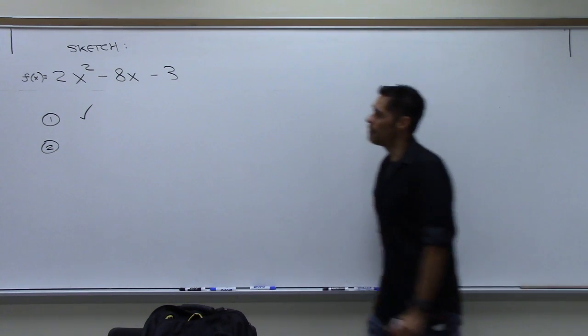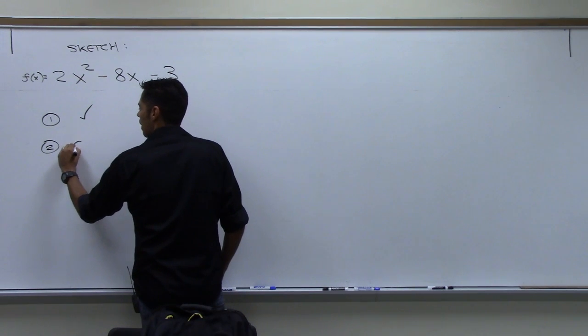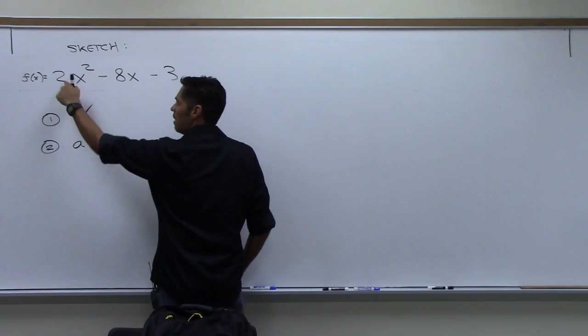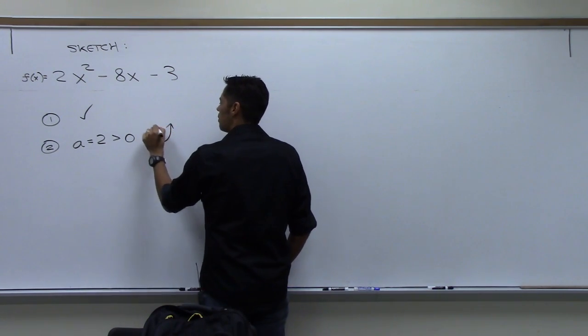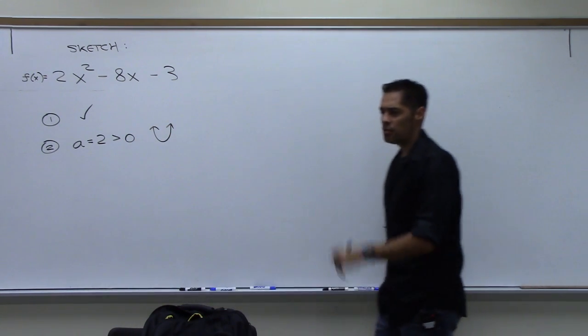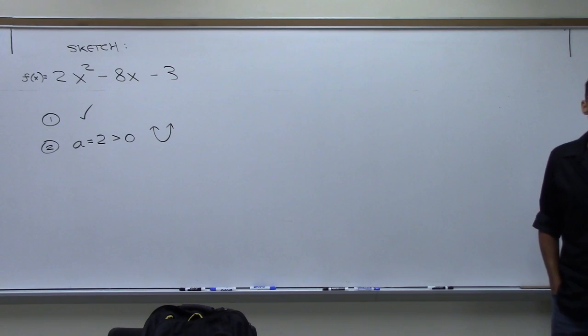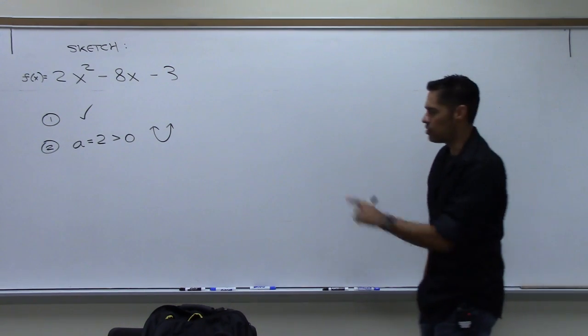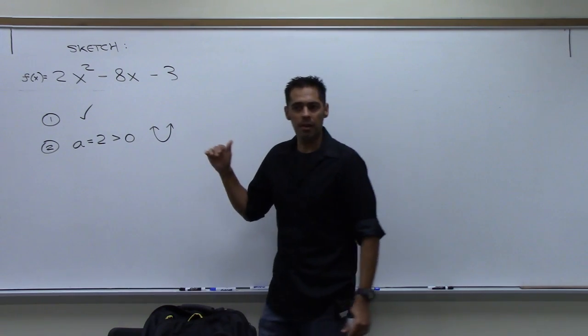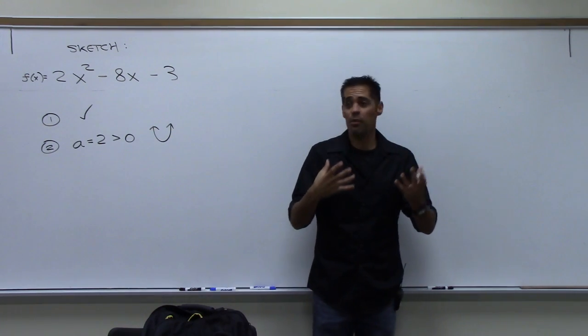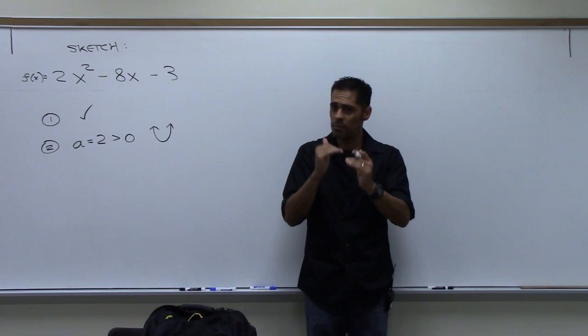Why? A is 2, right? A is 2, which is positive, and anytime we have positive, we know this little parabola is going to go like that. So I just draw a little picture of what it's going to do. You can say up if you want. The picture is fine also. And on your test, this is what I'm looking for. I'm looking to give you partial credit, so you want to show as much work as possible.